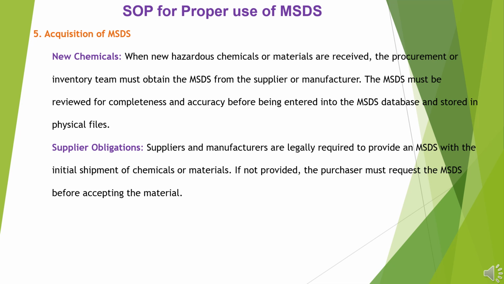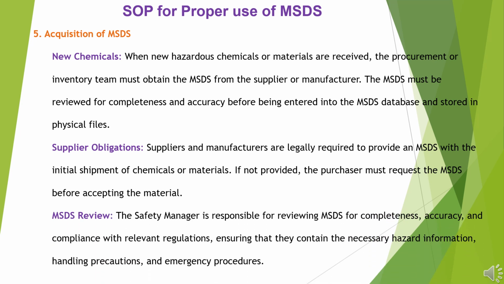Suppliers and manufacturers are legally required to provide an MSDS with the initial shipment of chemicals or materials. If not provided, the purchaser must request the MSDS before accepting the material. MSDS review. The safety manager is responsible for reviewing MSDS for completeness, accuracy, and compliance with relevant regulations, ensuring that they contain the necessary hazard information, handling precautions, and emergency procedures.